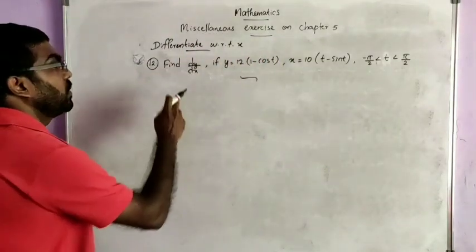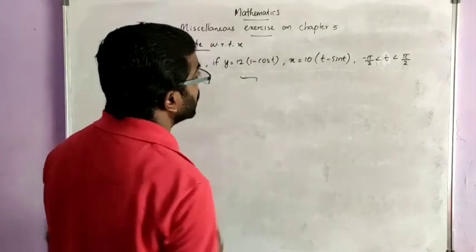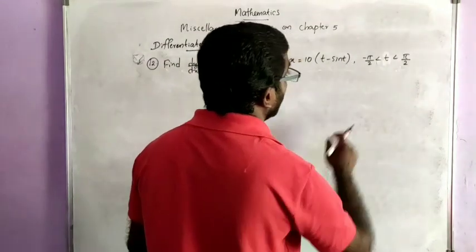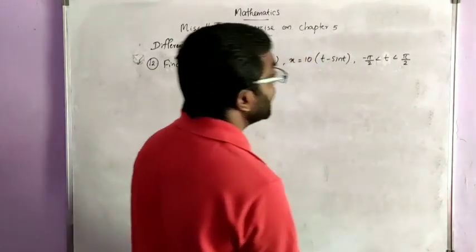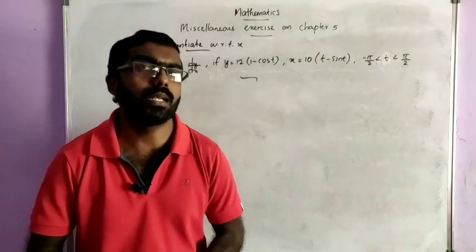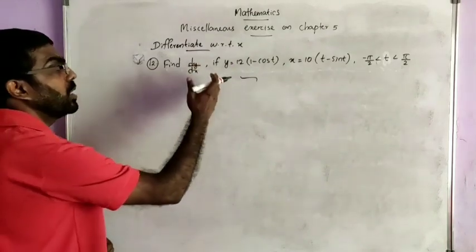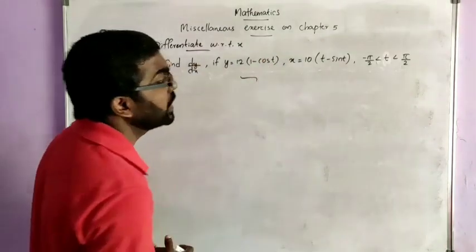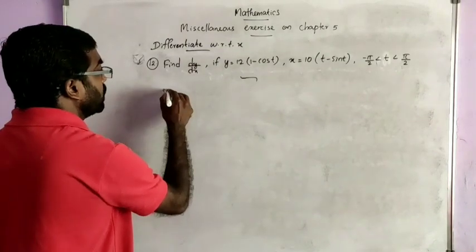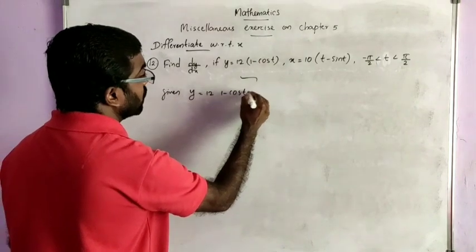Question number 12. Find dy by dx if y is equal to 12 into (1 minus cos t) and x equal to 10 into (t minus sin t), where minus pi by 2 is less than t less than pi by 2. Okay. So here the question is in parametric form. So we have to find dy by dt and dx by dt separately. Okay. So given y is equal to 12 into (1 minus cos t).